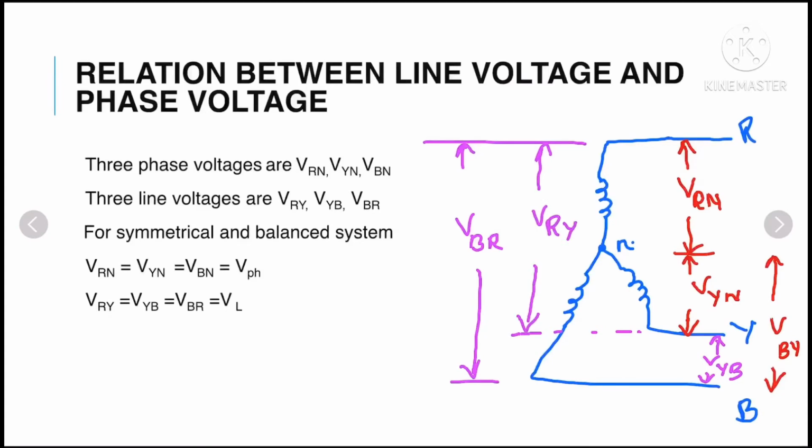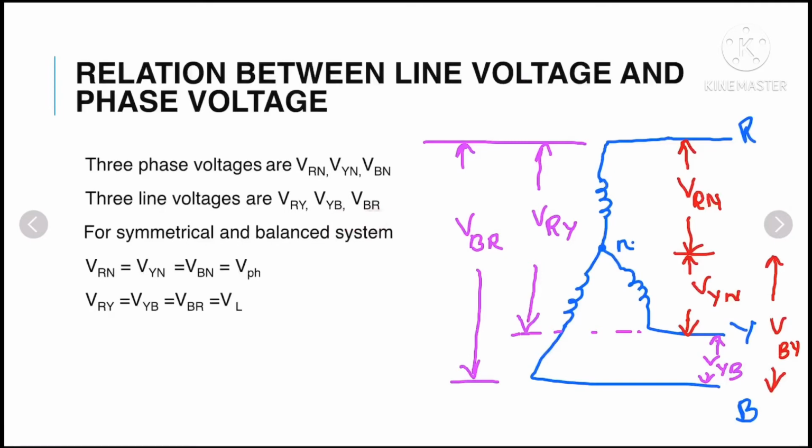So these are your line voltages. You can see here I have written that the 3 line voltages are VRY, VYB and VBR. So now we can easily understand that VRN, VYN, VBN are your phase voltages, and VRY, VYB and VBR are your line voltages. Now as we are doing this derivation for a symmetrical and balanced system, definitely all voltages are going to have the same values.